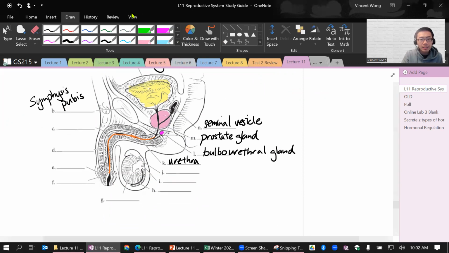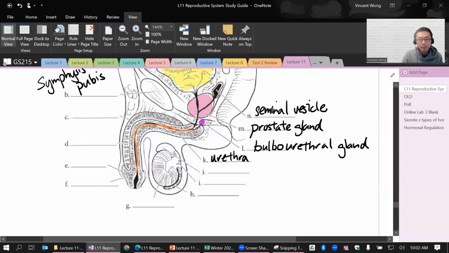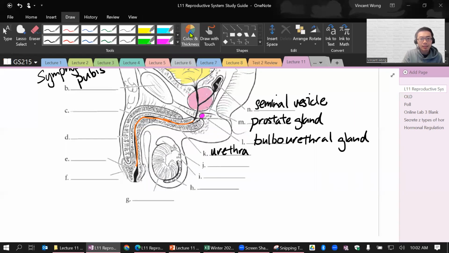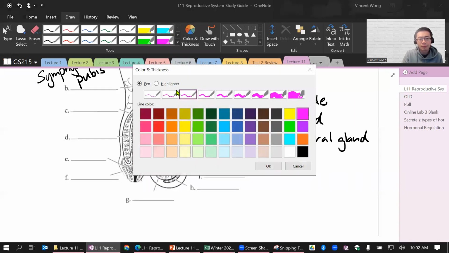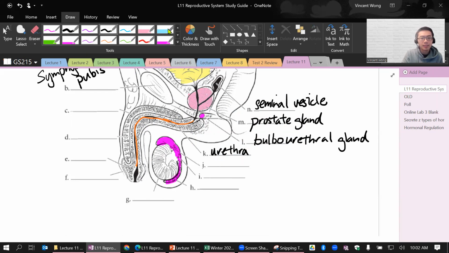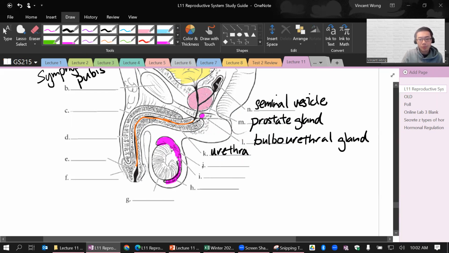Couple other things here. J, I, H, I, and J. All of these are pointing at the epididymis. I'm just going to color the whole thing here for you. Right here, epididymis. It's separated into the head, the body, and the tail of the epididymis, but we can just call it epididymis.